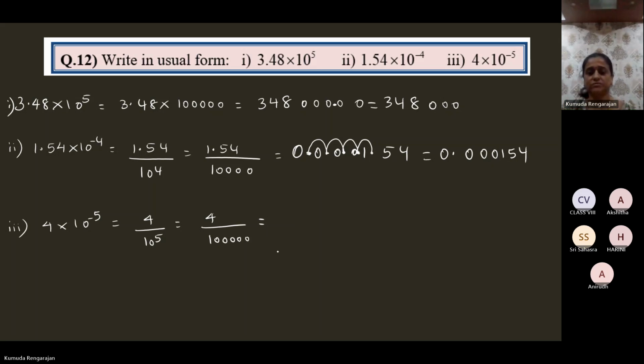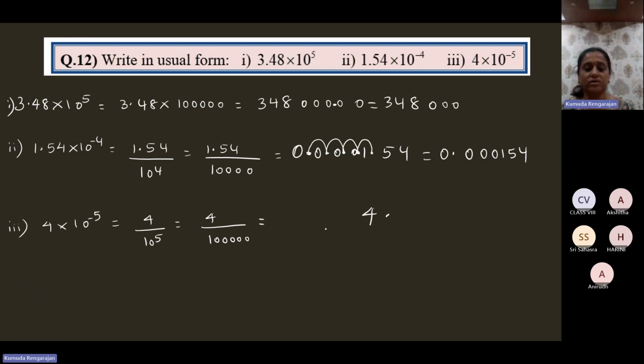Last one. Where is the decimal point now? Is it before 4 or after 4? Before 4. It's after 4. 4 is 4.0. The decimal point is after 4, not before 4. Okay, ma'am. Yeah. So it's 4.